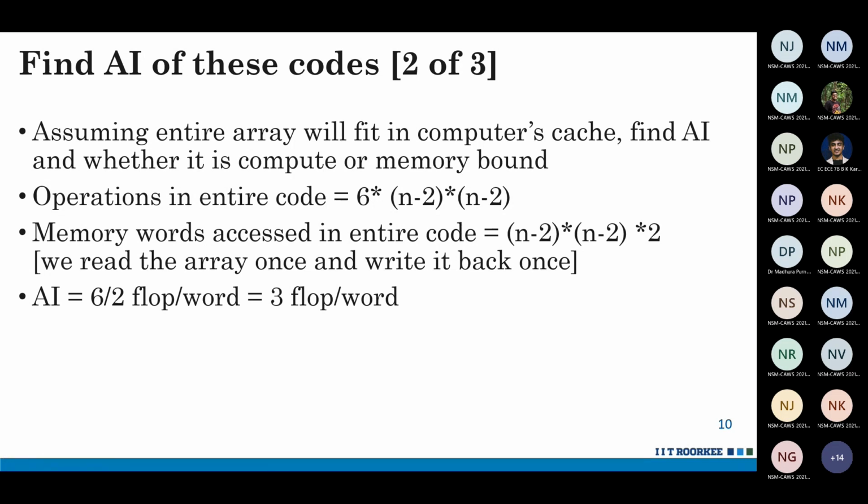AI at the ridge point for this device was 4 flops per word. And for this program we are getting AI as 3 flops per word. So this program is in the memory bound region. So the speed with which the program runs depends on the memory bandwidth. It is in the memory bound region.